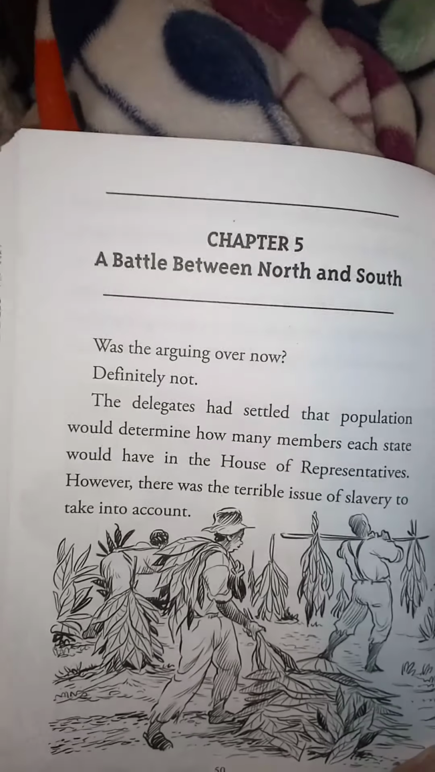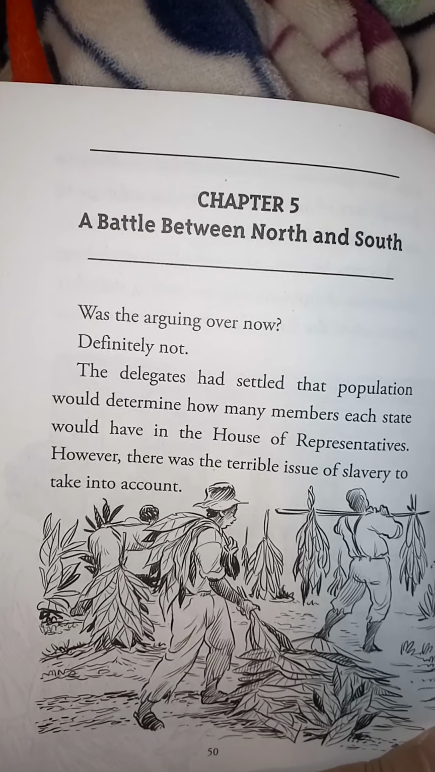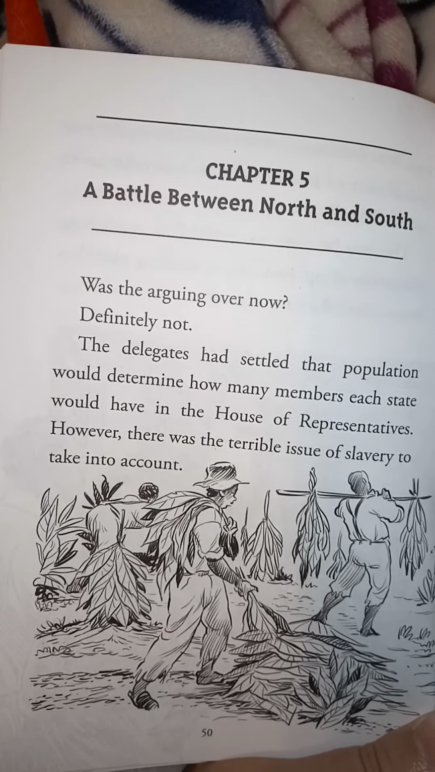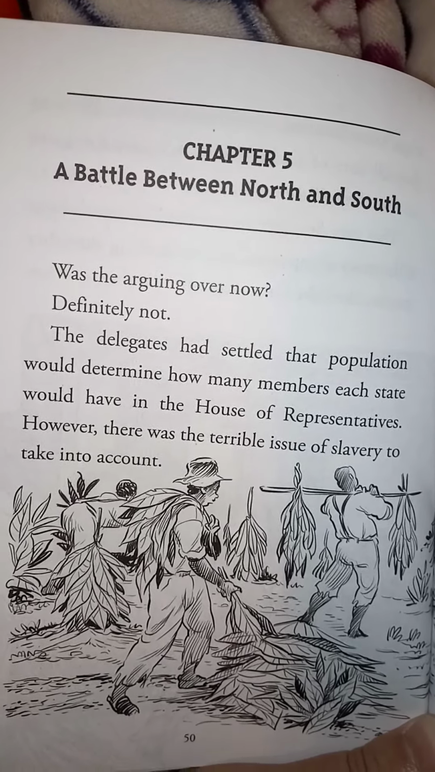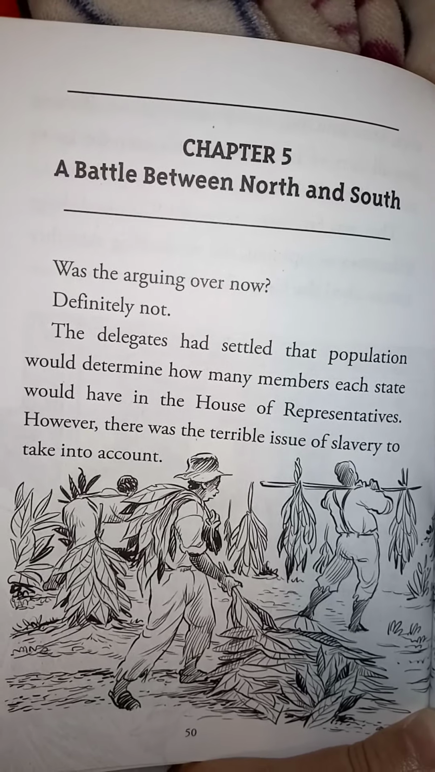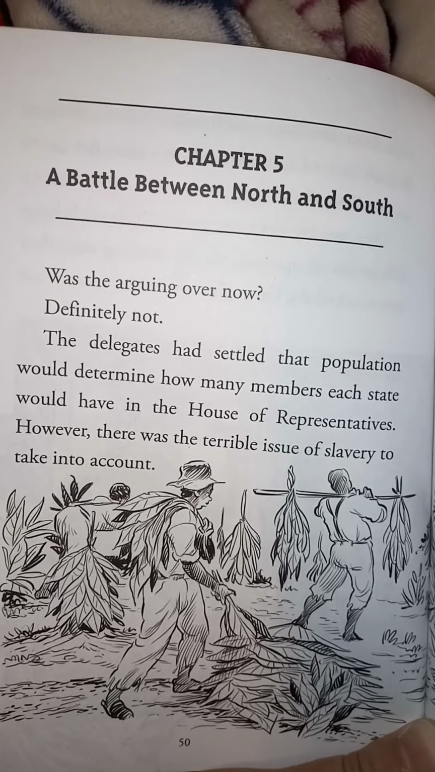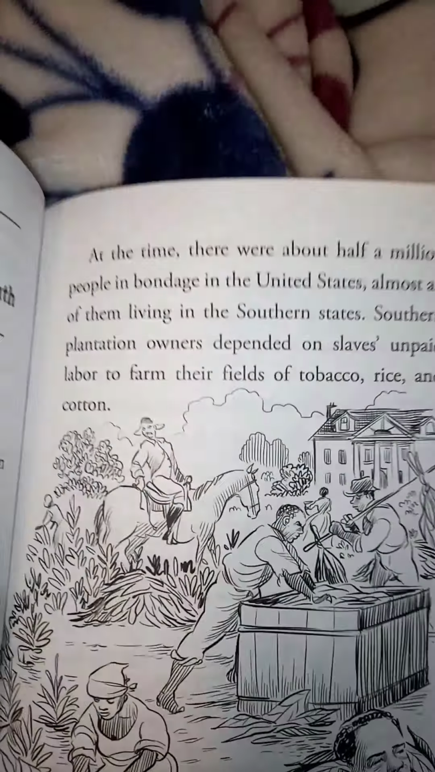What is the Constitution? Chapter 5, A Battle Between North and South. Was the arguing over now? Definitely not. The delegates had settled that population would determine how many members each state would have in the House of Representatives. However, there was the terrible issue of slavery to take into account.